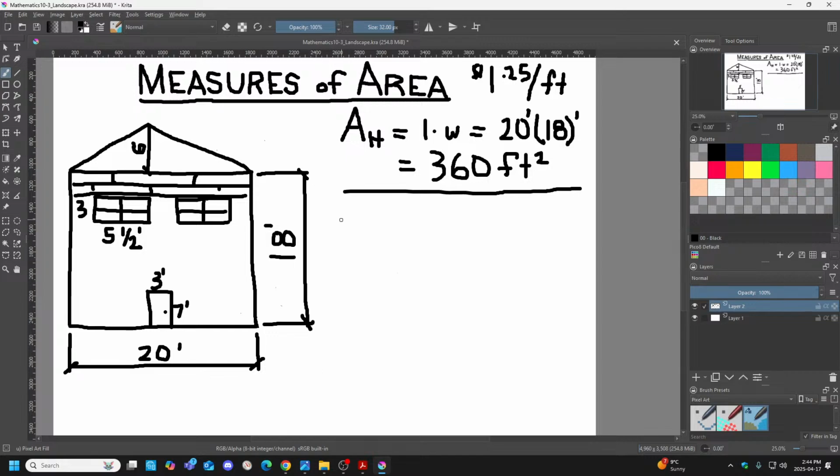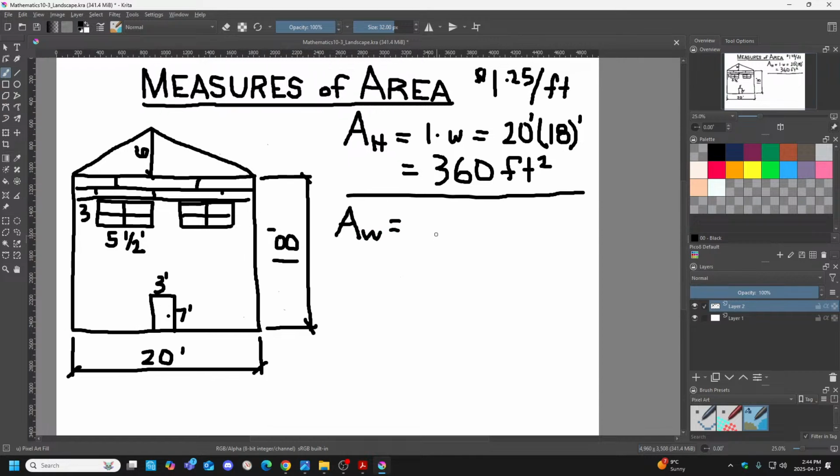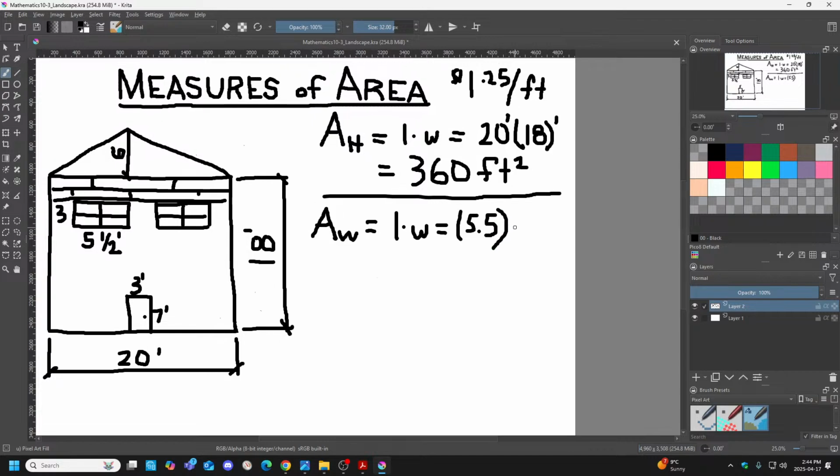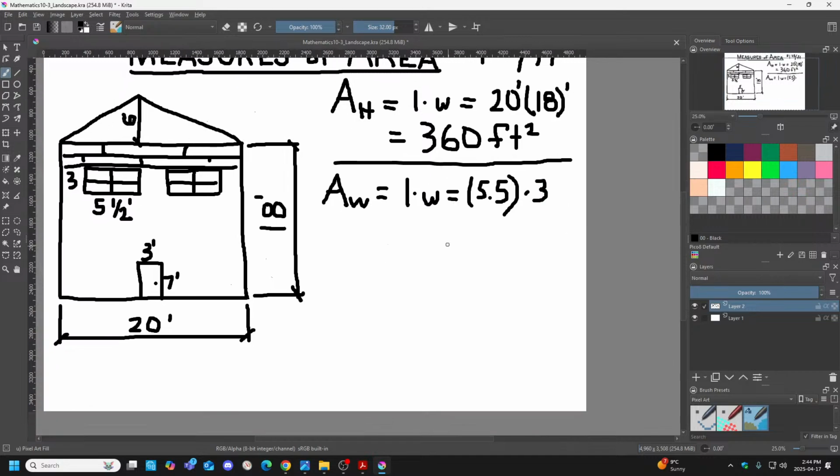Let's do the windows now. Area of windows equals length times width as well. I'm sorry guys that you have to listen to me be like this. I'm just going to go 5.5, that's our length, times 3.